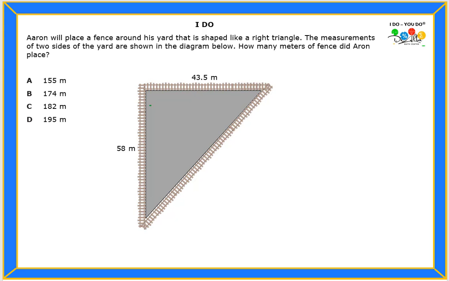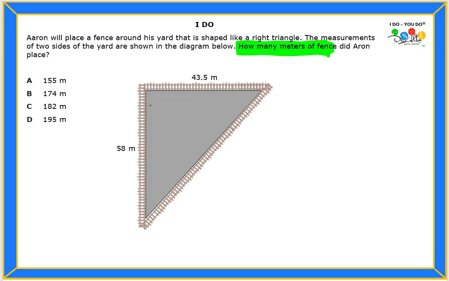And it says, Aaron will place a fence around his yard that is shaped like a right triangle. The measurements of the two sides of the yard are shown in the diagram below. How many meters of fence did Aaron place? So what is it that I'm looking for? Well, I want to know how big is the fence that he's going to build, right?